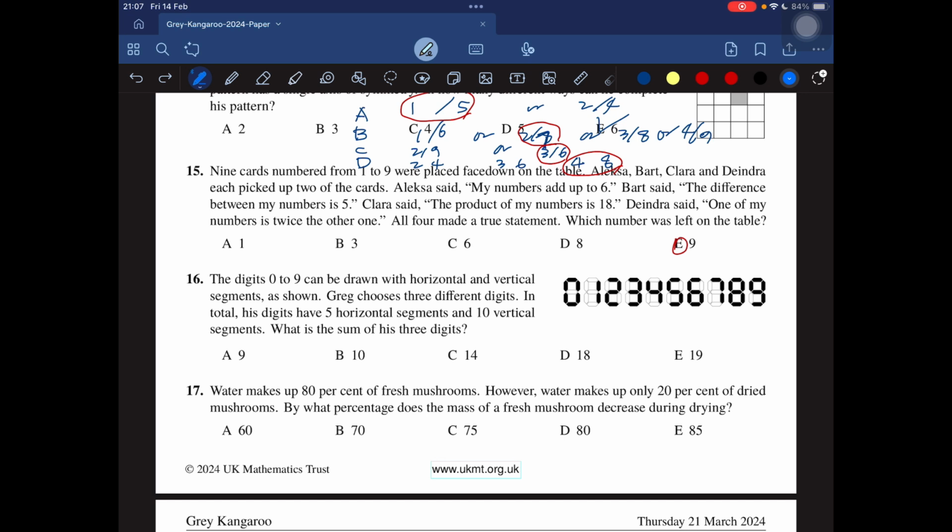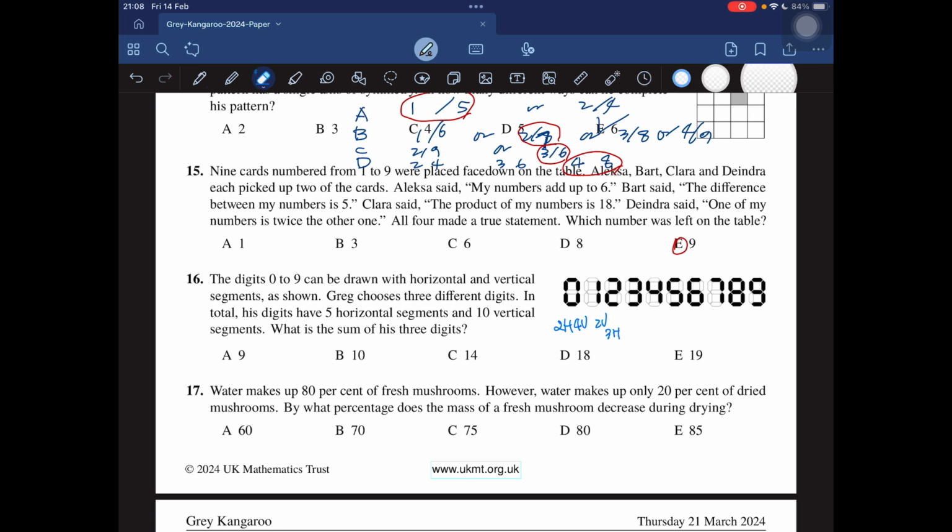And number 15. And 16. So here, Greg chose 3 different digits. Total it is 5 horizontal segments. So 5 segments, 5 horizontal, and 10 vertical segments. So this one 2 horizontal, 4 vertical, 2 vertical, 3 horizontal.